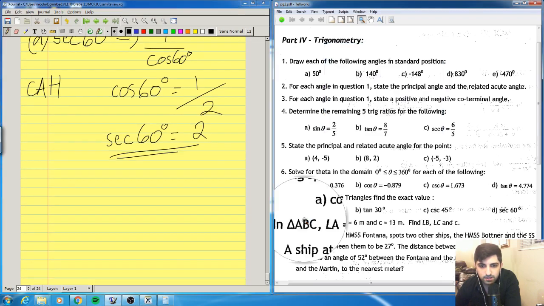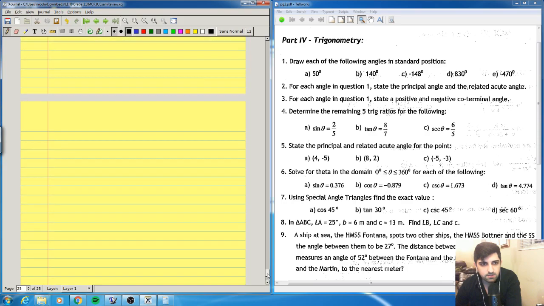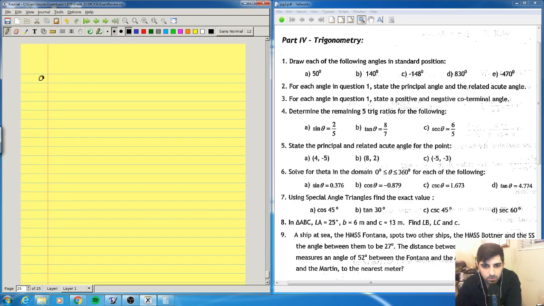Next, in triangle ABC, the angle A is 25 degrees, b is 6 meters, and c is 13 meters. Find angle B, angle C, and side length a. Let's do that. So we got number 8. I'm just going to draw a random triangle, A, B, C. This angle A is 25 degrees. Side length b is 6. Side length c is 13. Find angle B, angle C, and little a.